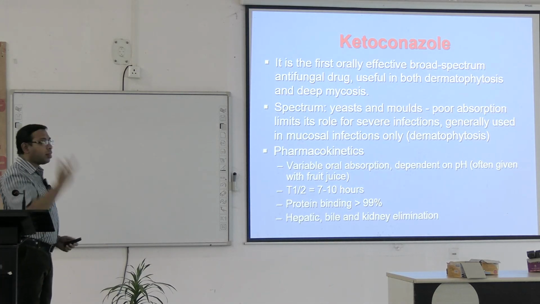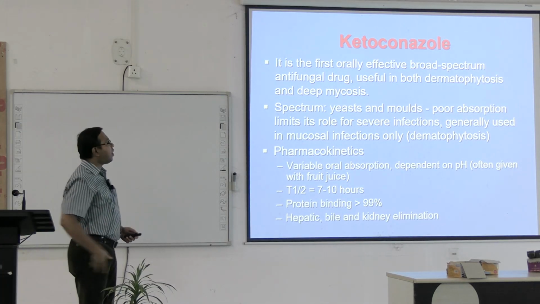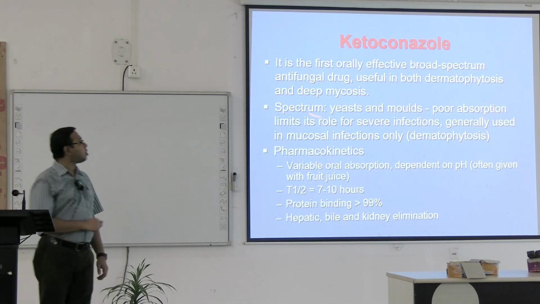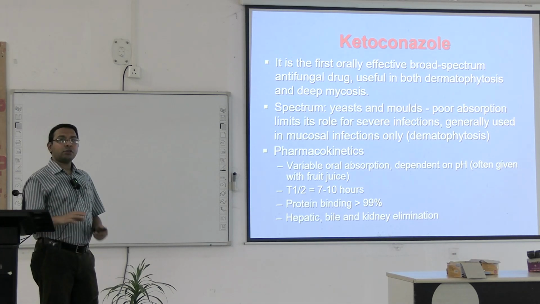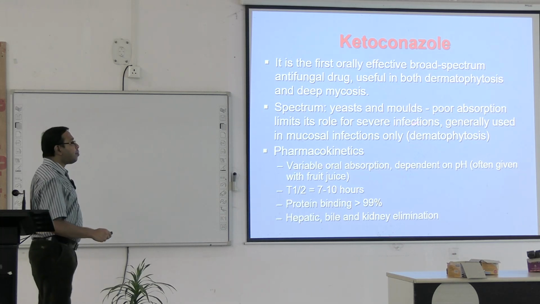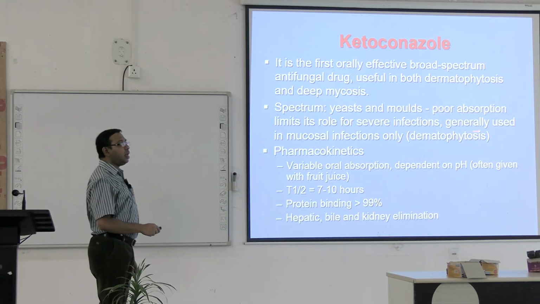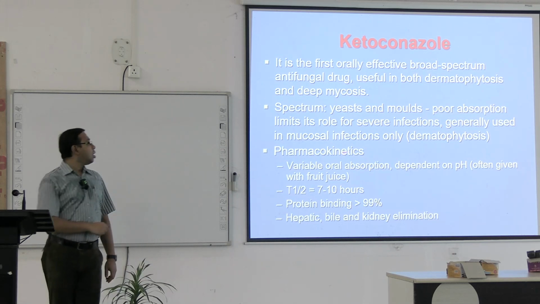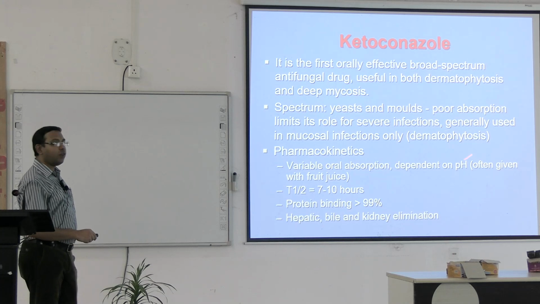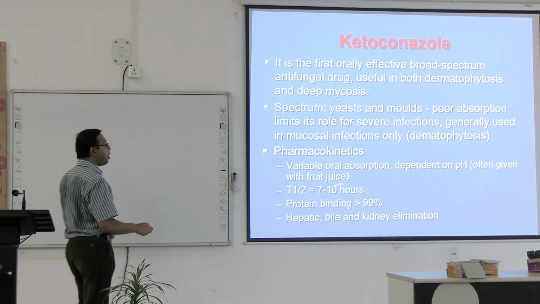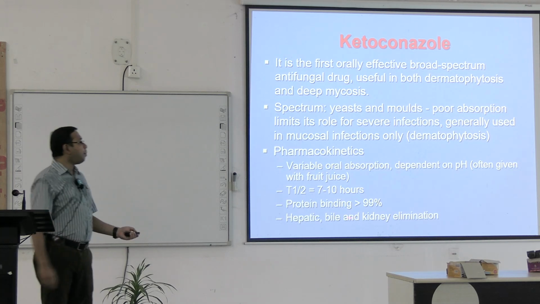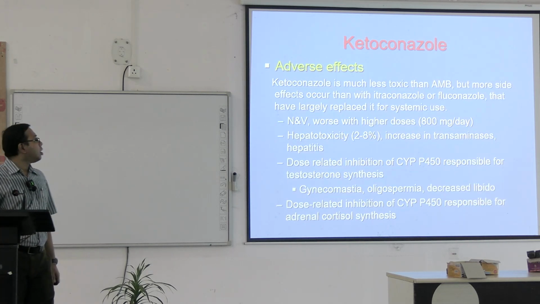Ketoconazole is the first and prototype of the azole antifungal drugs. This is orally effective, useful in both dermatophytosis and deep mycosis. The spectrum includes both yeast and molds. Poor absorption, that's why it is mainly used in dermatophytosis. Pharmacokinetics: variable oral absorption dependent mainly on pH, often given with fruit juice. Half-life is 7 to 10 hours, protein binding very high, greater than 99%, and hepatic, bile and kidney elimination happens.